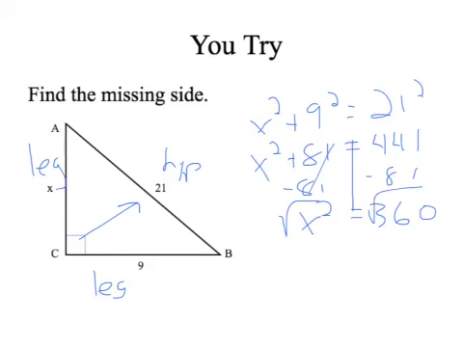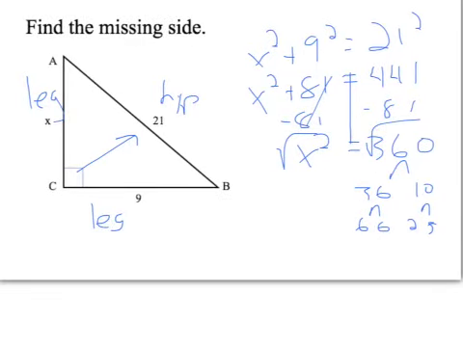Square root both sides. I need to break down 360, which would be 36 and 10. 36 breaks down to 6 and 6. 10 breaks down to 2 and 5. And you can stop here, since you have pairs and the 2 and the 5 don't break down anymore. So my pairs would be 6's. So on the outside I have a 6. On the inside I have 2 times 5, which is 10.